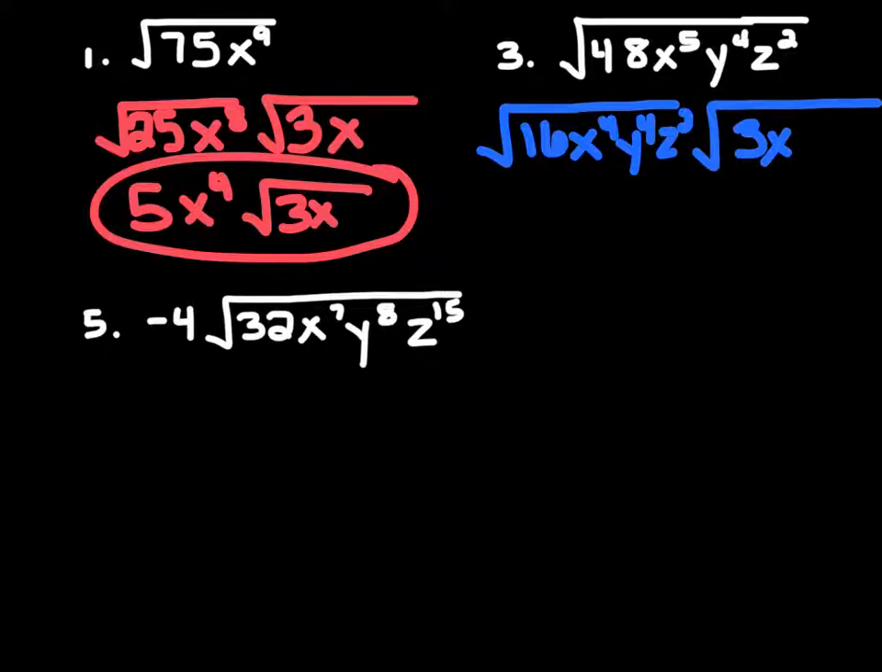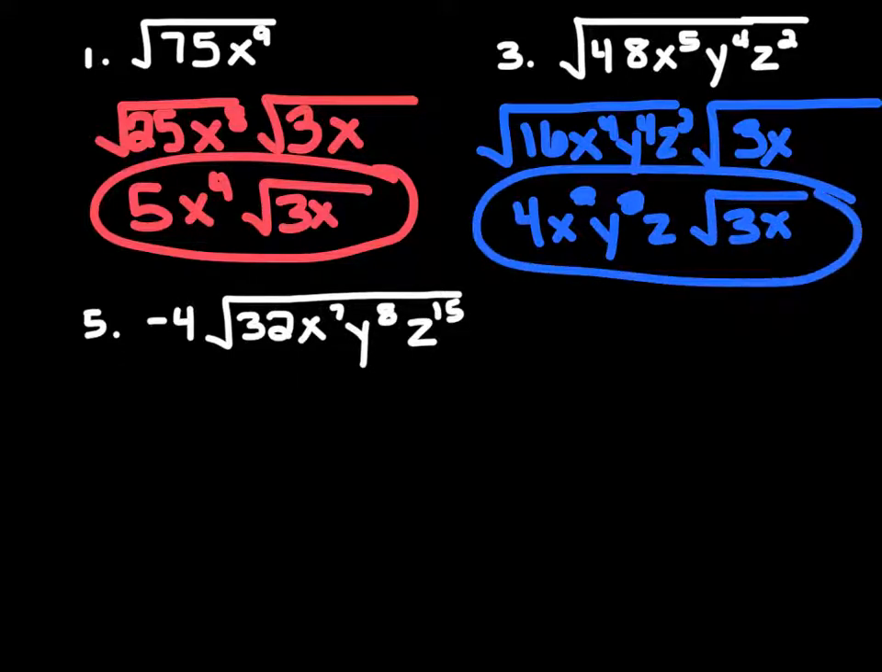Okay, so the square root of 16 is 4. The square root of x to the 4th is x squared. Remember, you divide the exponent by 2. The square root of y to the 4th is y squared, and the square root of z squared is just z. And from here we can bring down our radical 3x, what's left over. So there's our answer. Okay, and the last one we're going to take a look at is number 5.